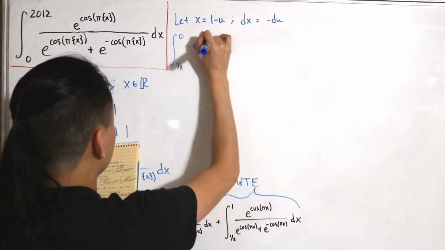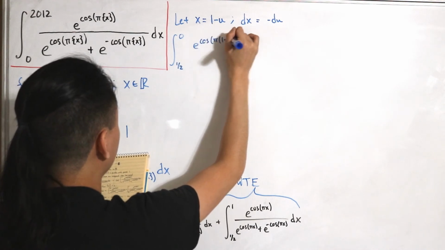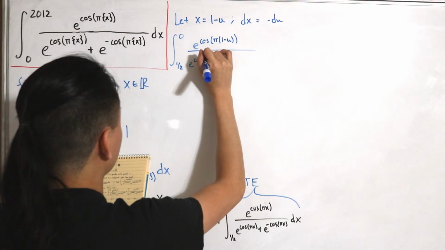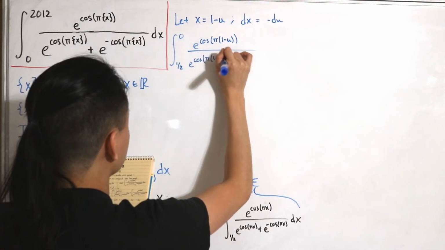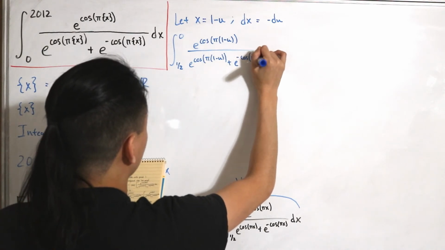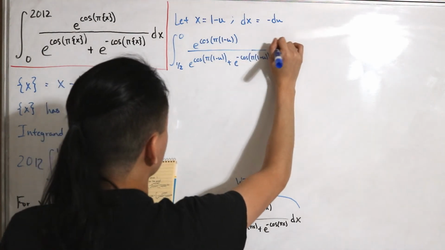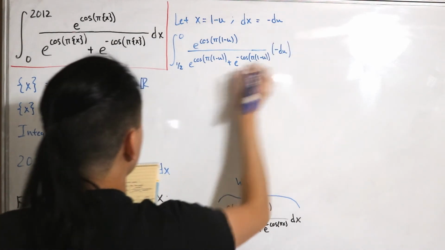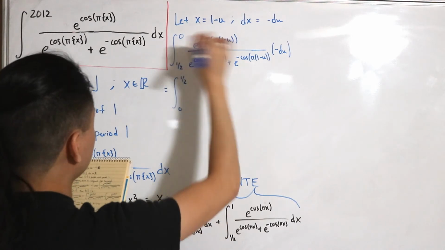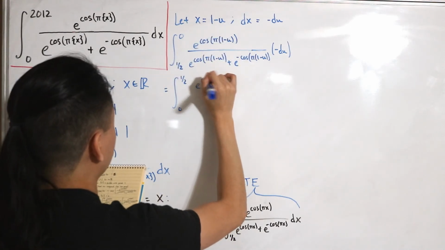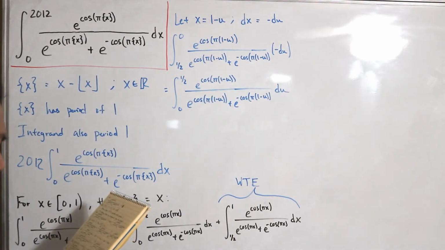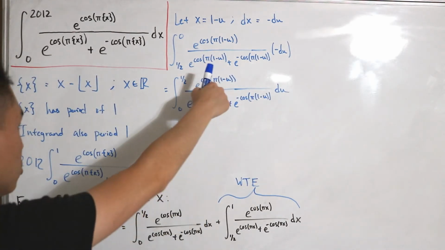So we have e to the cosine of pi times 1 minus u, all divided by e to the cosine of pi times 1 minus u, plus e to the negative cosine of pi times 1 minus u, and then multiply with a differential du. Then we have our new integral. We flip the bounds, and now the negatives cancel, so we're just left with the same integral as from above.